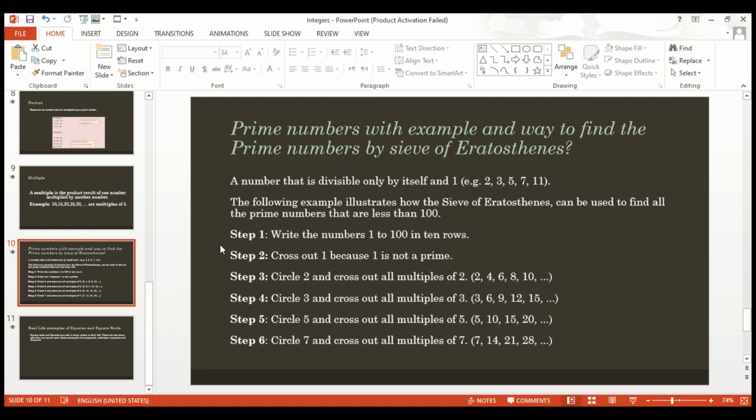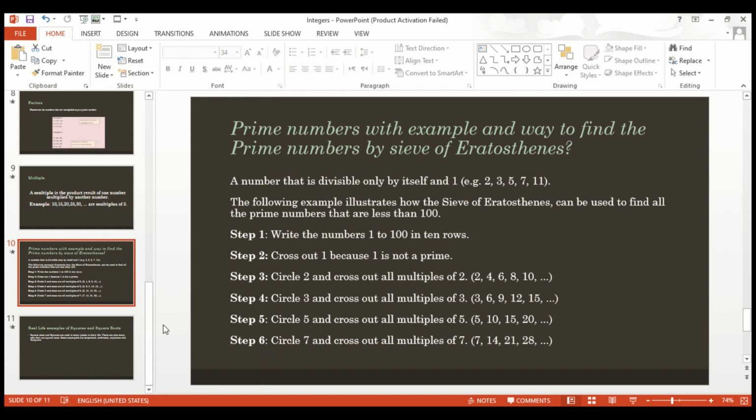Write the numbers 1 to 100 in 10 rows. Step 2. Cross out 1 because 1 is not a prime number. Step 3. Circle 2 and cross out all multiples of 2. For example, 2, 4, 6, 8, 10. Step 4. Circle 3 and cross out all the multiples of 3. 3, 6, 9, 12, 15.